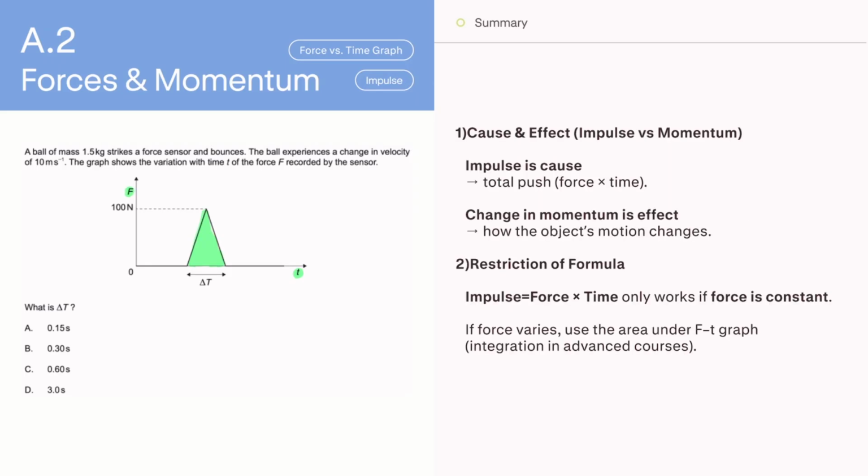Quick recap. In this video, we learned the concept of impulse and change in momentum. Impulse is the cause. It is the total push a force delivers over a period of time. Changing momentum is the effect. It describes how the object's motion changes as a result.